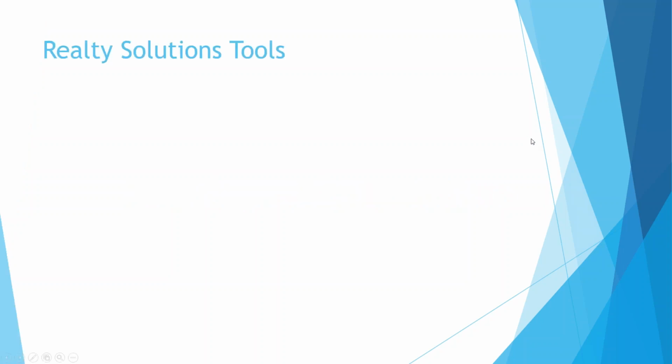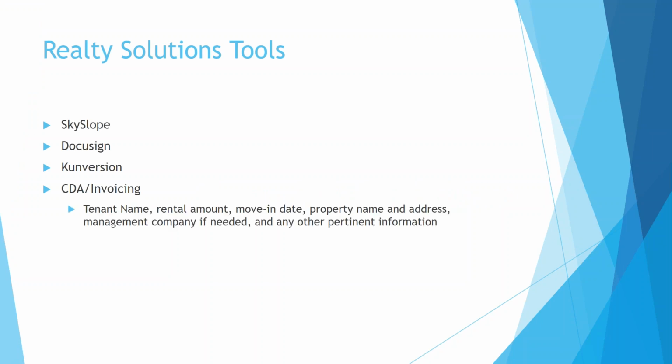Okay. So the different tools that we have and some of the different things that everybody needs to be aware of is our SkySlope system, our DocuSign system, conversion, our CDA and invoicing, which are two different things. Most people haven't got this yet, so I will just put it out there now. And you guys can pause this video later on if you're watching it, or you can copy it now. But with the CDA system, which we'll go over in a little bit, it's pretty self-explanatory.